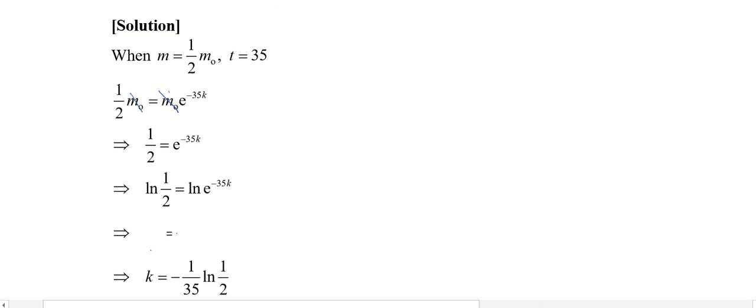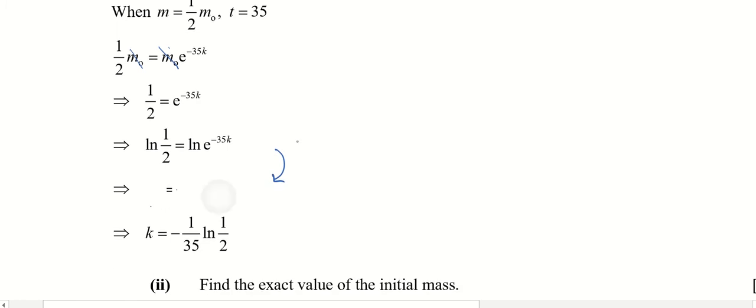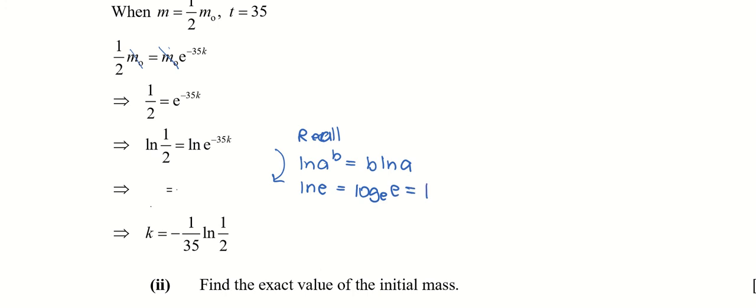Now do me a favor for showing questions, never jump your step. The moment you jump your step, marks will be deducted. Once you take ln on both sides, to go down to the next line, recall that if I have anything to a power, I can always bring the power down to the front. At the same time, ln e is actually log e, which will give me 1. So making use of these two pieces of information, I have ln half equals minus 35k. And of course, make k the subject.